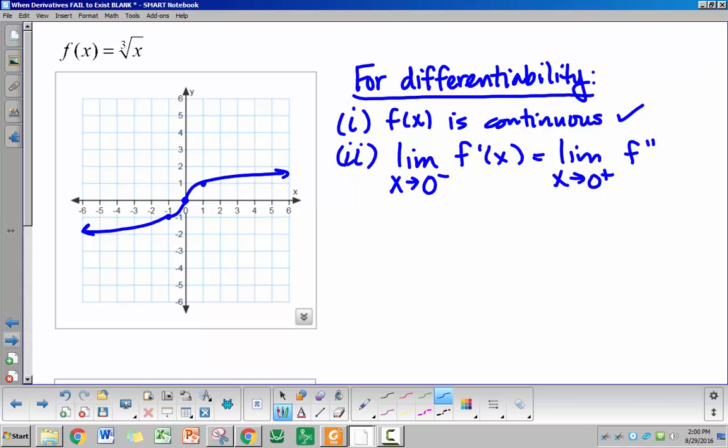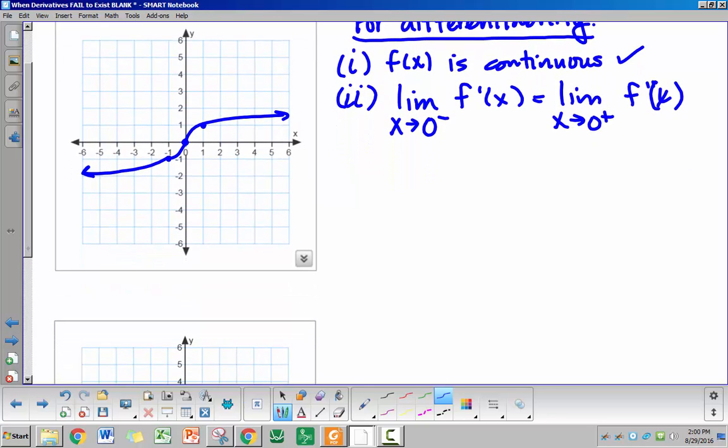So what's interesting about this character is let's write a representative for this one. We have f of x equals x to the 1/3, right? That's the function, the cube root. What happens at f prime of x here?